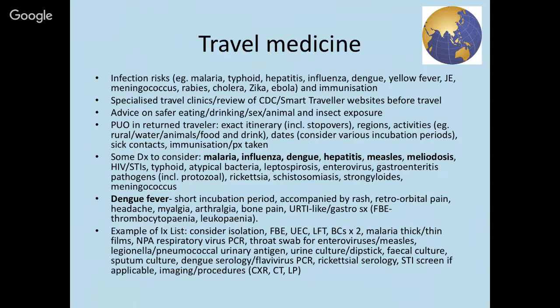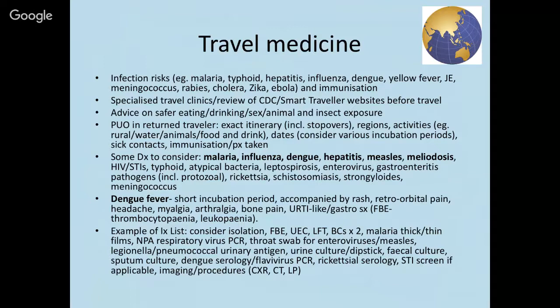Yeah, so in terms of when the traveller returns with a fever of unknown origin, you have to get the exact itinerary. You want to know where they've been, including stopovers and the dates of when they were there. That can be important for the incubation periods of different illnesses, so how long after they get the illness.